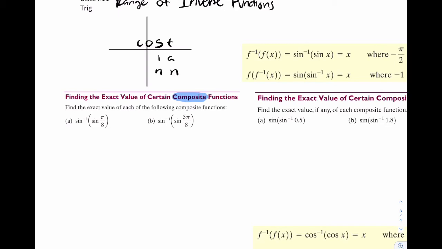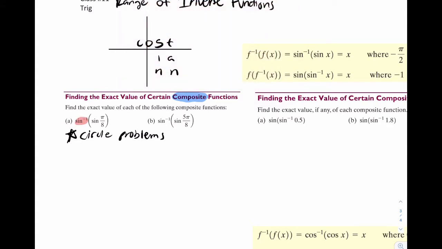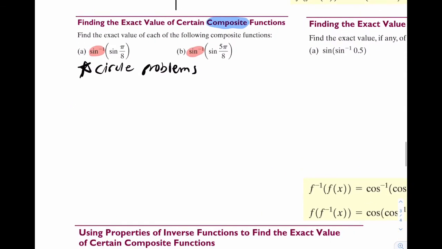For these, you can put a big star here, I call them circle problems. Because what we're going to do is use a circle to figure this out. And a big characteristic of circle problems is you have this inverse on the outside, meaning your answer is going to be an angle. Now the technique, again, it's called circle problems because we're going to use a circle.